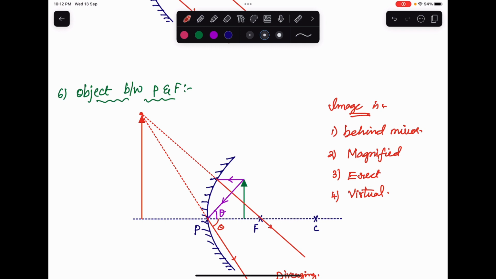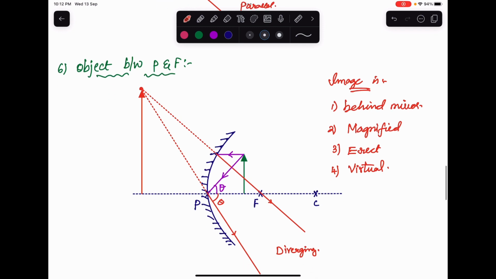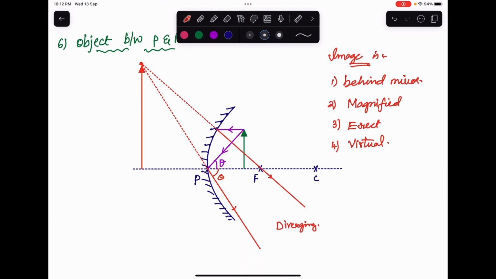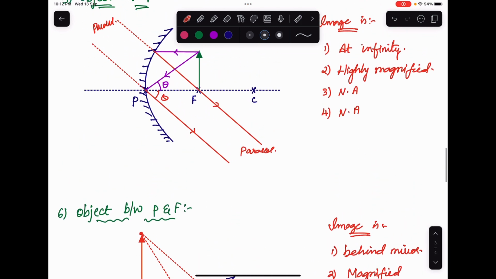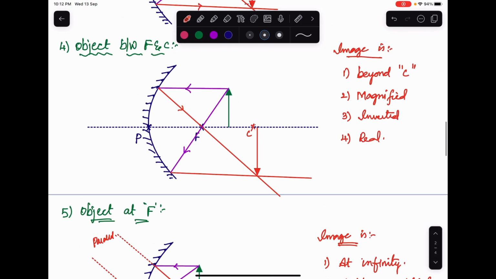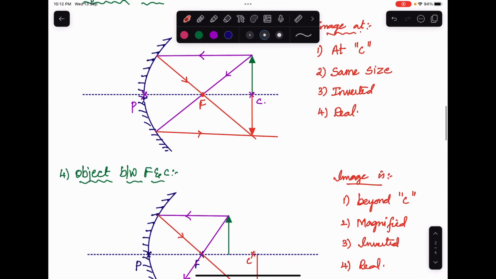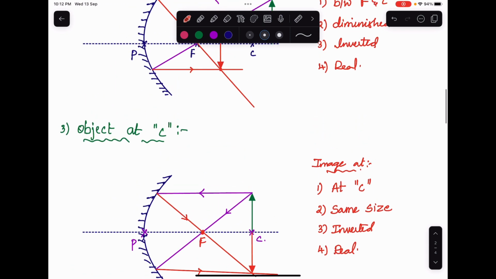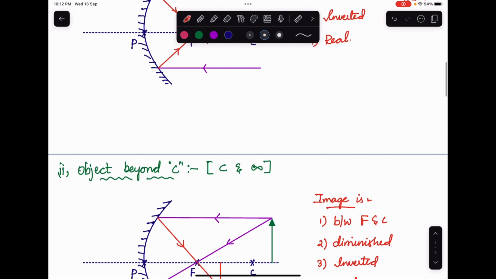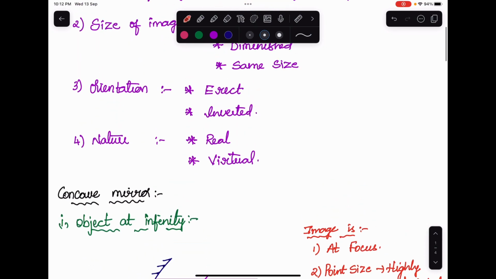Thus we have seen the formation of image when an object is placed at different positions in front of a spherical mirror, that is, your concave mirror. Hope you all understood, right? We will see in our next video the object at different positions in front of your convex mirror. So thank you very much, children. Have a great day.